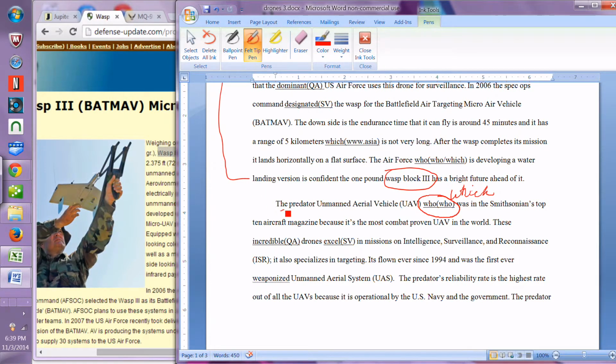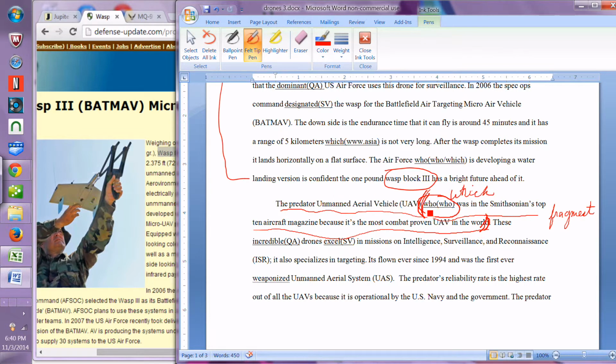This sentence right here, and I know it's a long sentence, but all the way to here, this is a fragment. And this sometimes happens as students are learning to use that who which. Wherever we start the who which, you have to go all the way to the end of it. So let's look at what your who which was. Which was in the Smithsonian's top 10 aircraft magazines because it's the most powerful combat proven UAV in the world. Okay, so that is your who which clause.